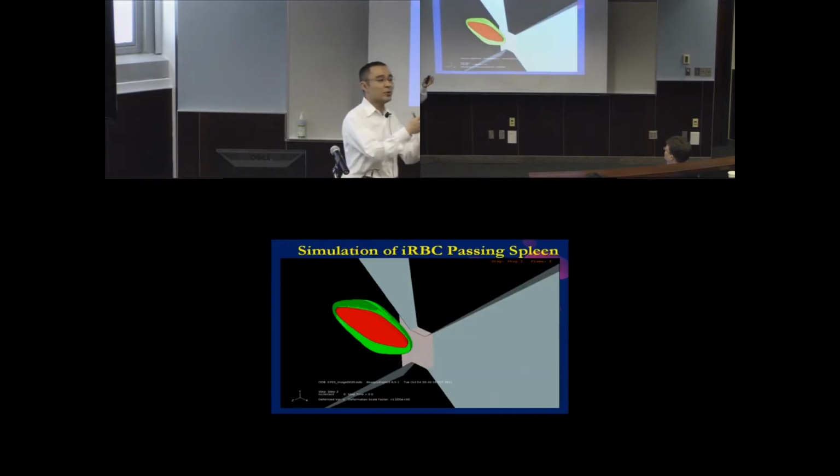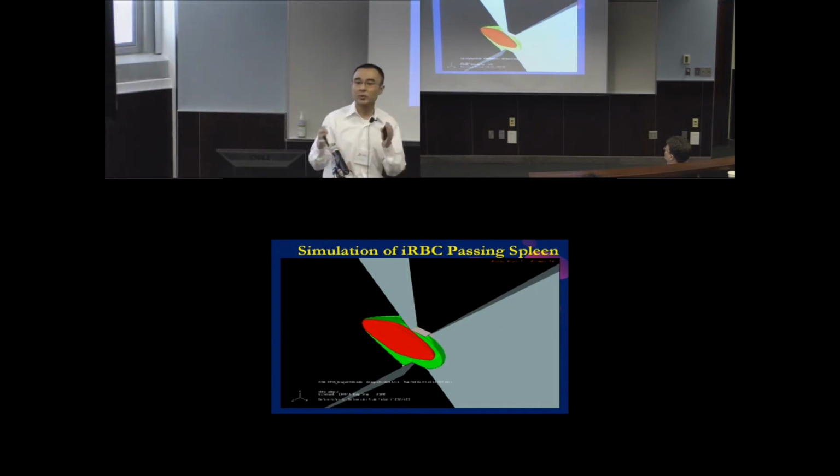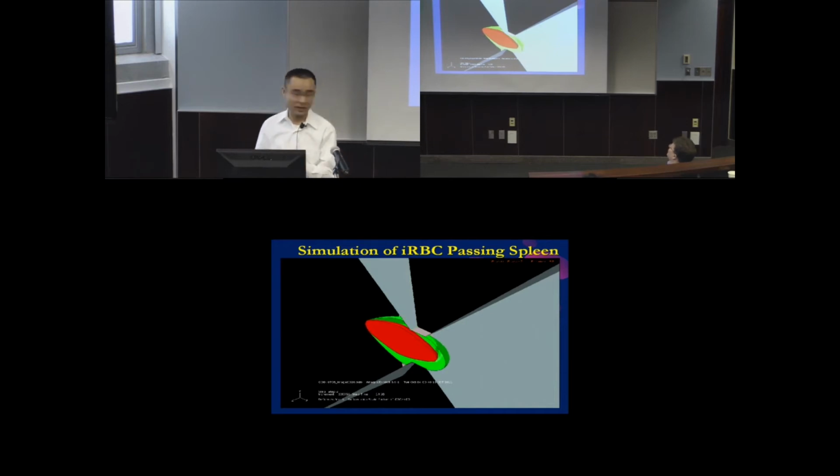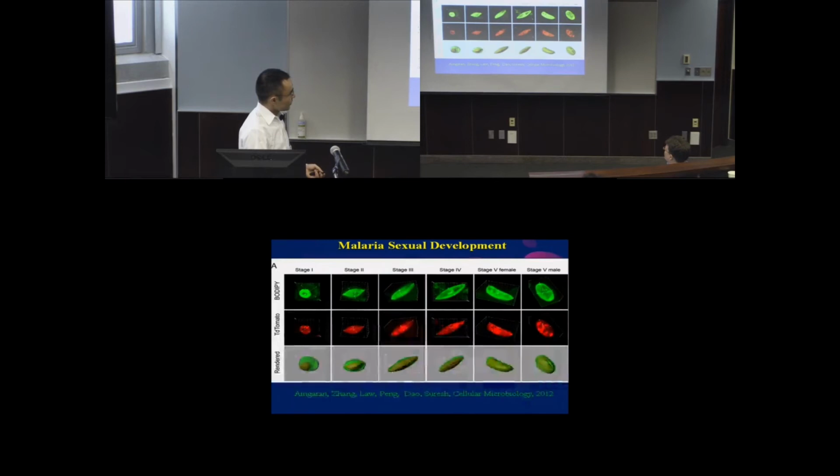After we get the geometry of the cell and the stiffness, then we also, as I showed you from our collaborator, know the exact geometry of the spleen slit. Then we can simulate how the cell passes the spleen. What's the critical pressure for this cell to pass the spleen? This is only the first example. We have different stages.